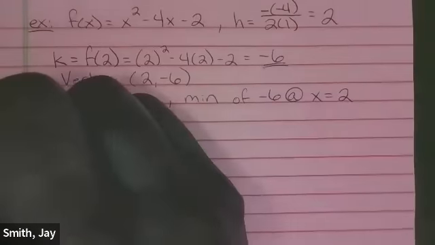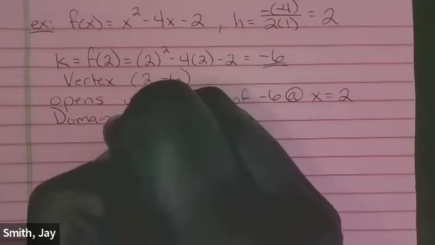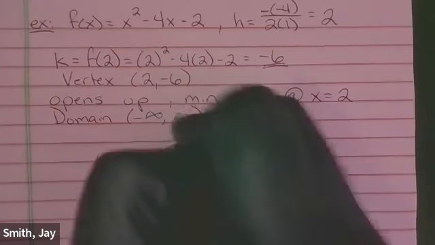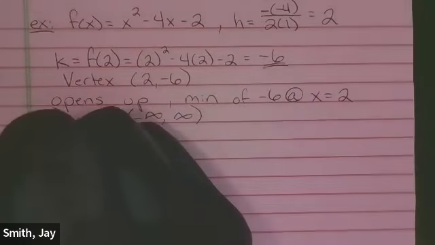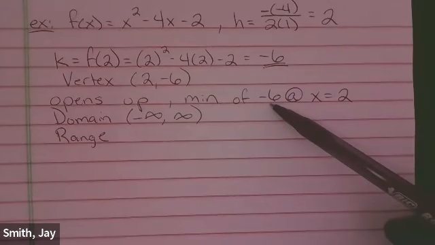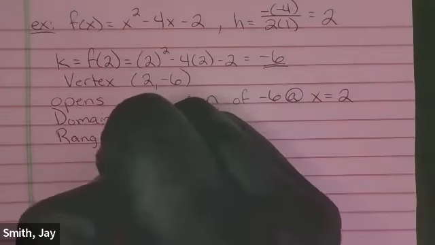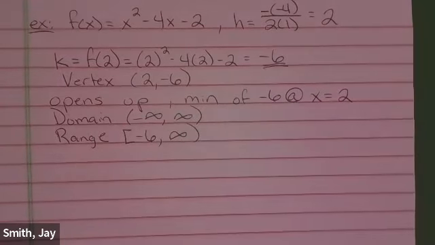The domain for this function, the domain for all parabolas, is negative infinity to infinity, or the entire real number system. The range: because it opens up, we're going to have a minimum of negative 6. So it's going to be open bracket negative 6, and there is no maximum, so it reaches all the way up to infinity. So our range is open bracket, negative 6, comma, infinity, close parenthesis.